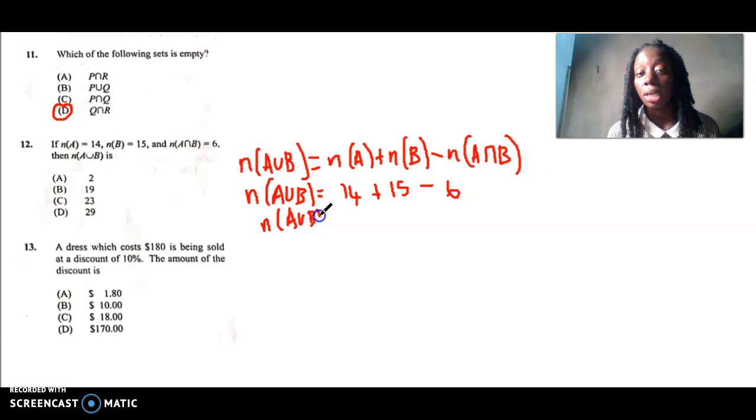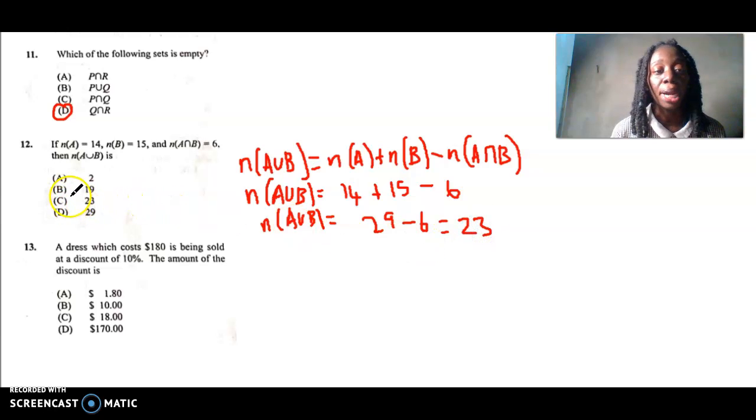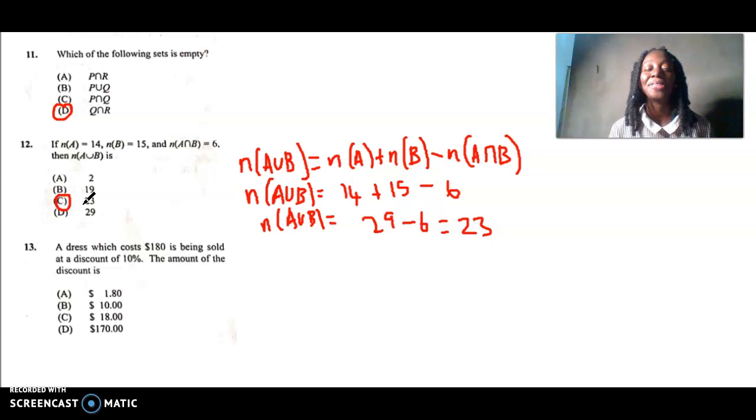is simply equal to the sum of 14 and 15, which is 29, minus 6. So therefore the number of elements in A union B is 29 minus 6, and that will amount to 23. So therefore our answer is C. Agree or disagree? Let me know.